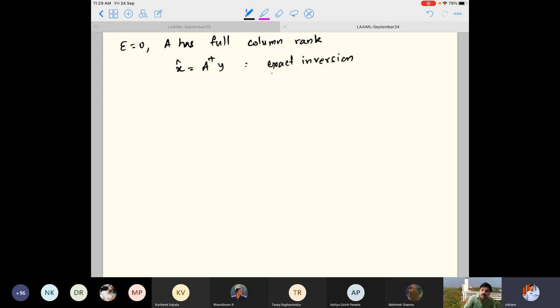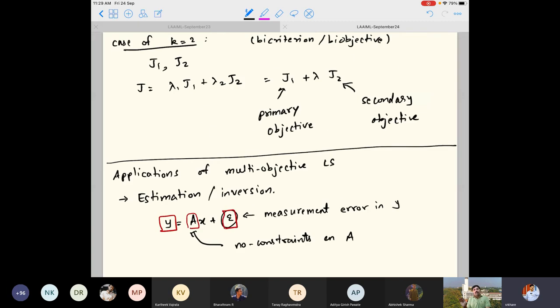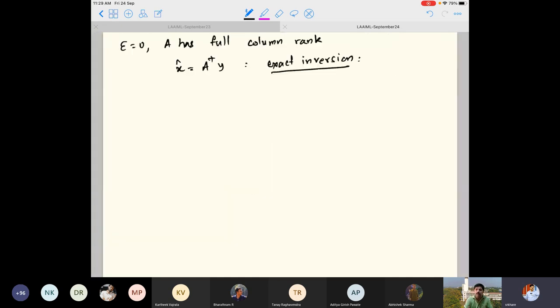But in real life applications, it is almost always the case that this epsilon will not be equal to 0. You have no control over A. A can be a wide matrix to start with, a totally wide matrix. Definitely it will fail the condition of being a full column rank matrix. These are the types of things that might happen in real life situations. In that case, what will we do?